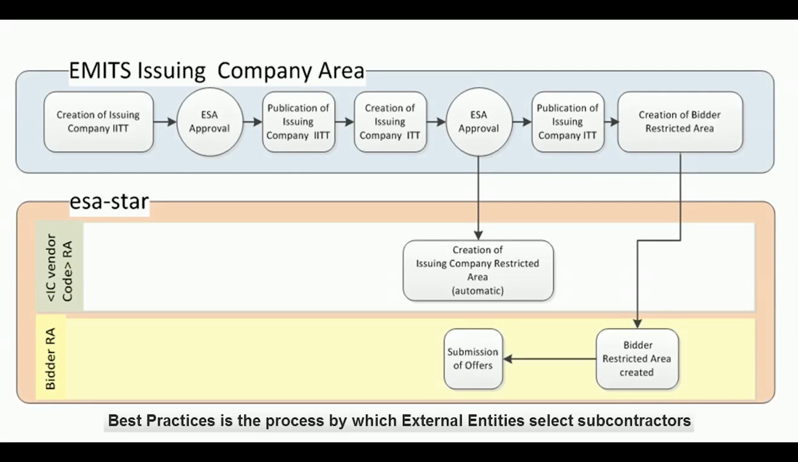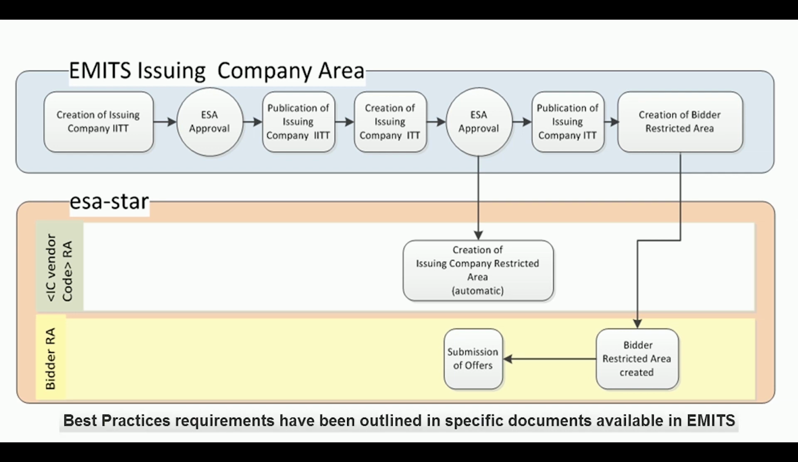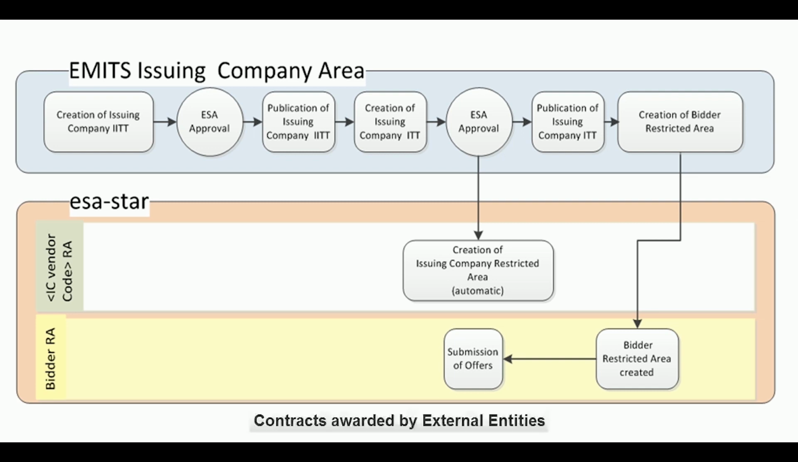Best practices is the process by which external entities select subcontractors. For this purpose, external entities can publish tenders in the EMITS for External Entities environment, conducting their procurement in line with ESA principles. Best practice requirements have been outlined in specific documents available in EMITS. Contracts awarded by external entities may or may not be related to activities financed by ESA.